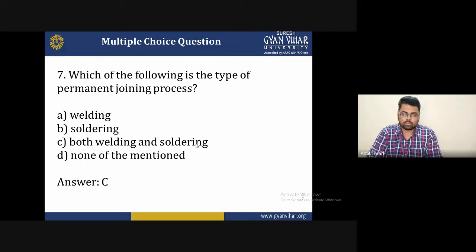Whenever a piece of material breaks into two pieces under load, if you want to join them once again as the same part, you must use welding or soldering for that particular operation. Both are suitable, so the C option is correct. Question number 7.